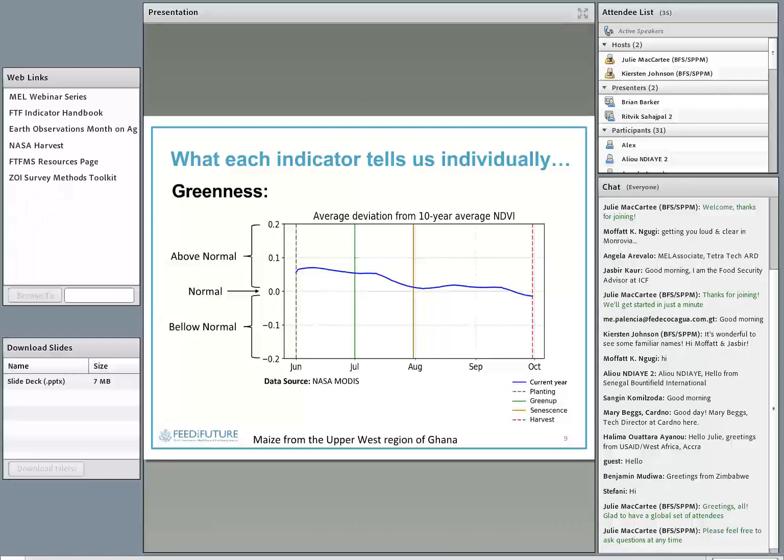Okay, and the main source of this data, as a side note, is the NASA MODIS instrument, which comes from the Terra and Aqua satellites. Okay, next slide, please.